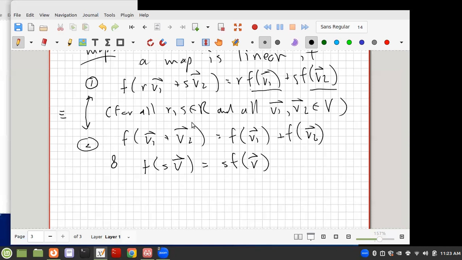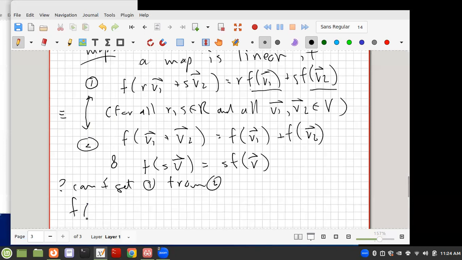But it also works the other way: if I know that 2 holds for every vector v1 and v2, can I get 1 from 2? It's obvious you can get 2 from 1 because they're just special cases. I can do it in two steps, starting from the left-hand side.